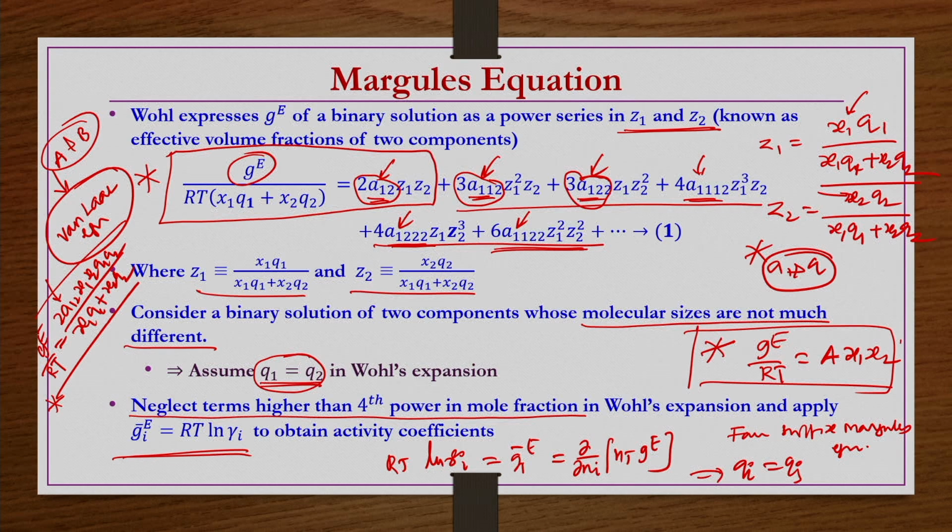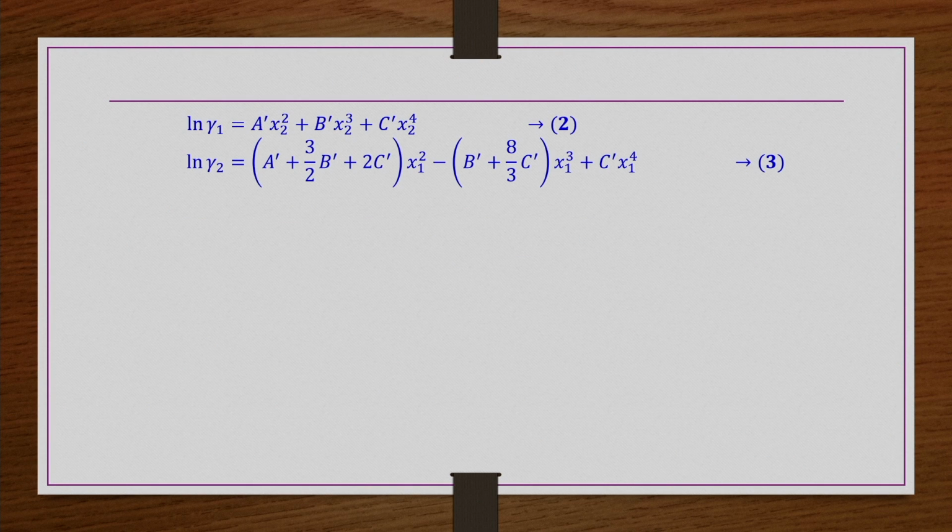So, when you do this and then try to obtain ln gamma 1 and ln gamma 2 for that expression, whatever we have written, the Margules expansion in power series retaining the 4th power terms of mole fraction as well, and then by applying RT ln gamma i is equal to dou by dou Ni of nGE at T, P, Nj. When you apply this for a binary mixture having components 1 and 2, you will get ln gamma 1 as this one, and ln gamma 2 as this one.